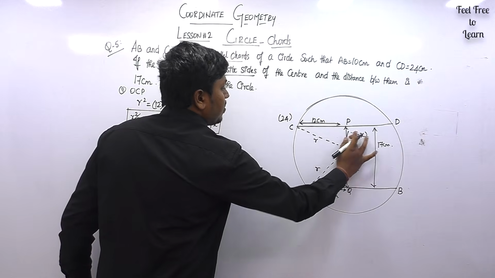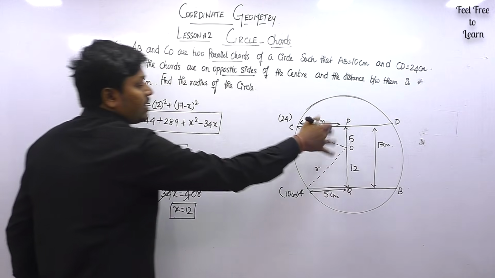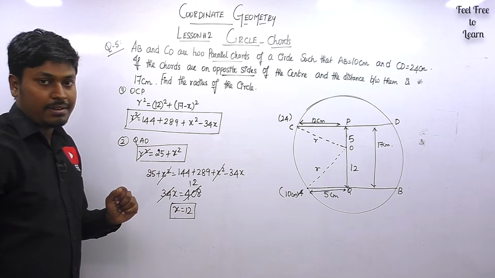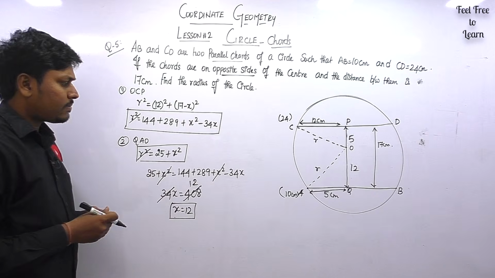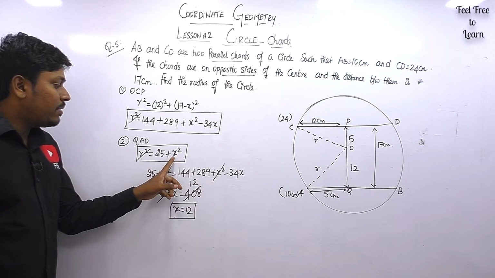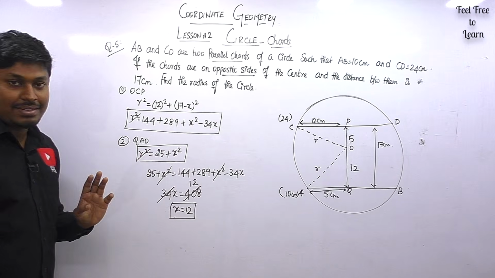So definitely what about the other? So other will be 5 centimeter. That's what they have given, the total distance between both the chords is 17 centimeter. And now what is our target? Our target is to find the radius of the circle, and we want the value of x. So just substitute the value of x here in any one of the equations so that we can find the radius of the circle.